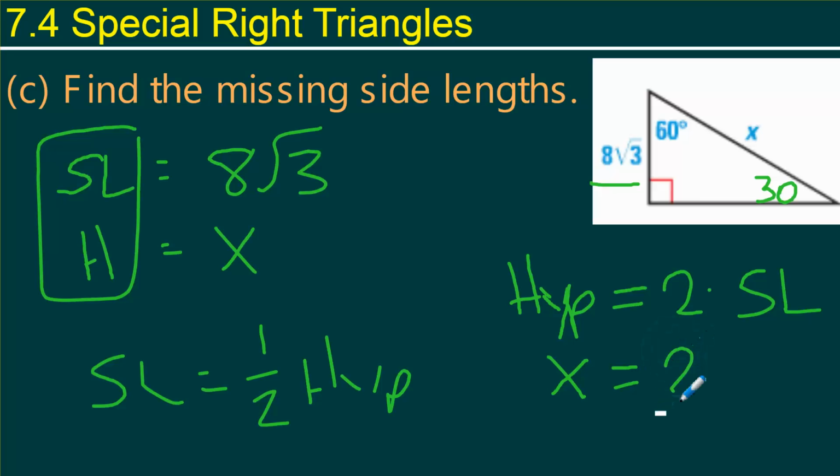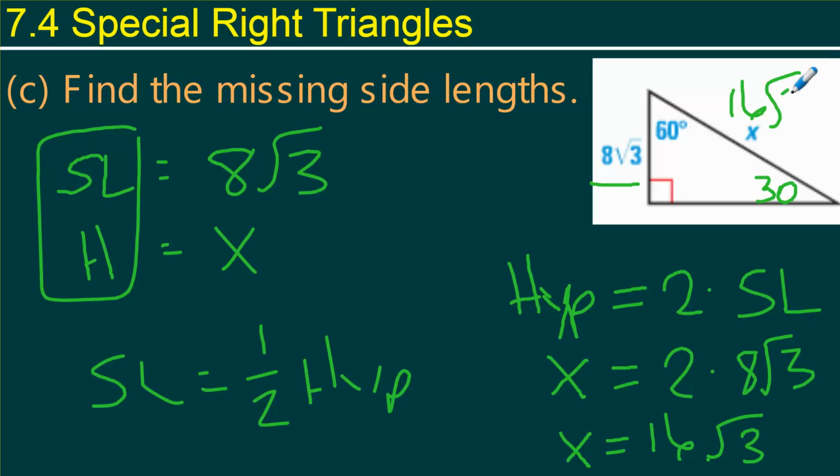We know that it's 2 times the short leg, and we know the short leg is 8 times the square root of 3. So when I'm working with radicals, I can simply multiply. I have 8 square roots of 3, and I'm going to double that, which means I'm going to have 16 square roots of 3. So x equals 16 times the square root of 3. And that's what I'm going to write here: 16 times the square root of 3.